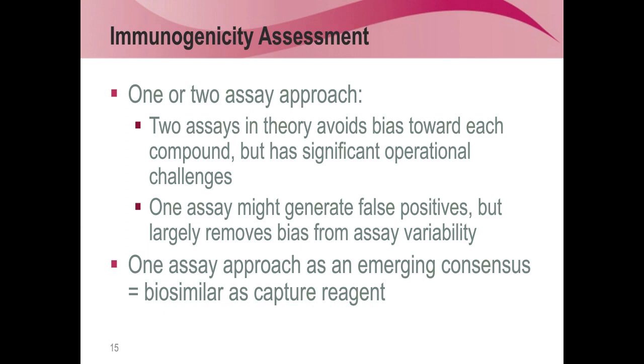because we are blinded at that stage. So it basically doubles your determinations, and it makes the flow chart on how to proceed with a sample slightly more complicated. A one-assay approach usually generates false positives, but it also removes the bias between the two. Again, a one-assay approach has been emerging as a consensus in the biosimilar community.